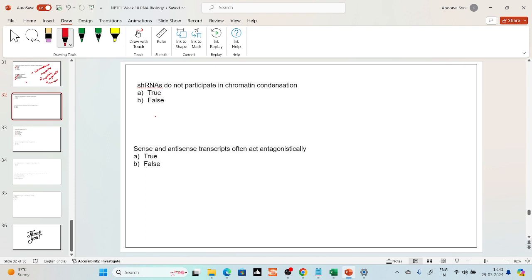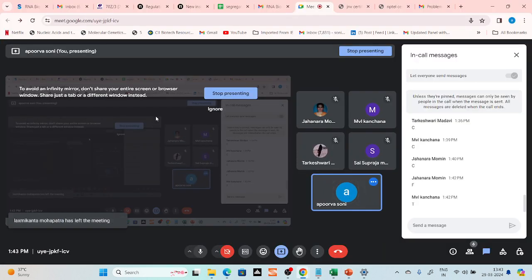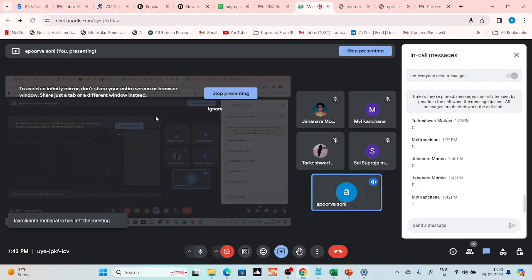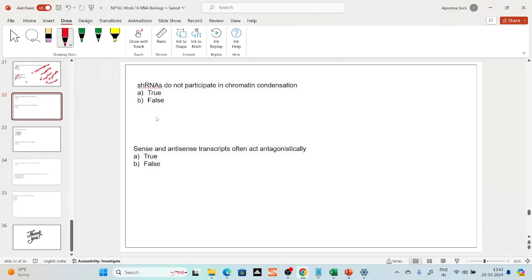Okay, so I'm switching the screen now. shRNA do not participate in chromatin condensation. So Momin Jahanara has answered false. Kanchana has answered true. Okay. So the answer is false. Why is it false?